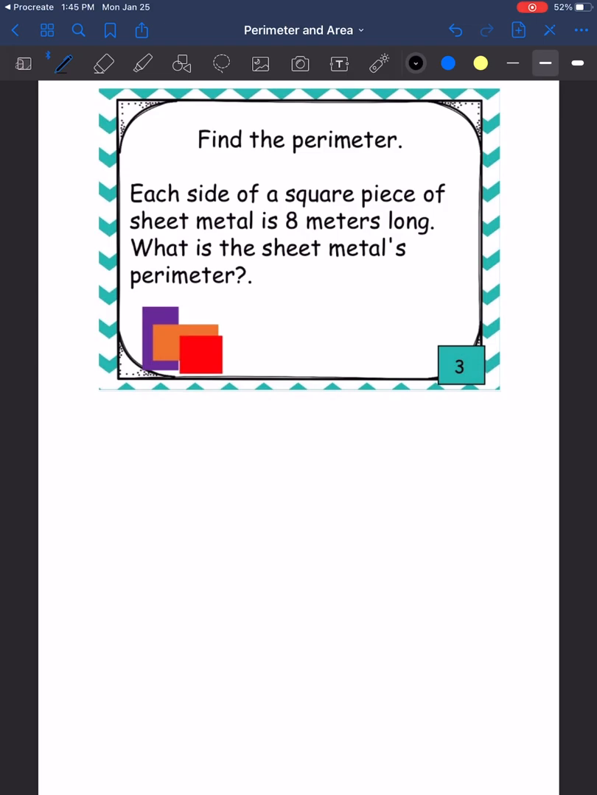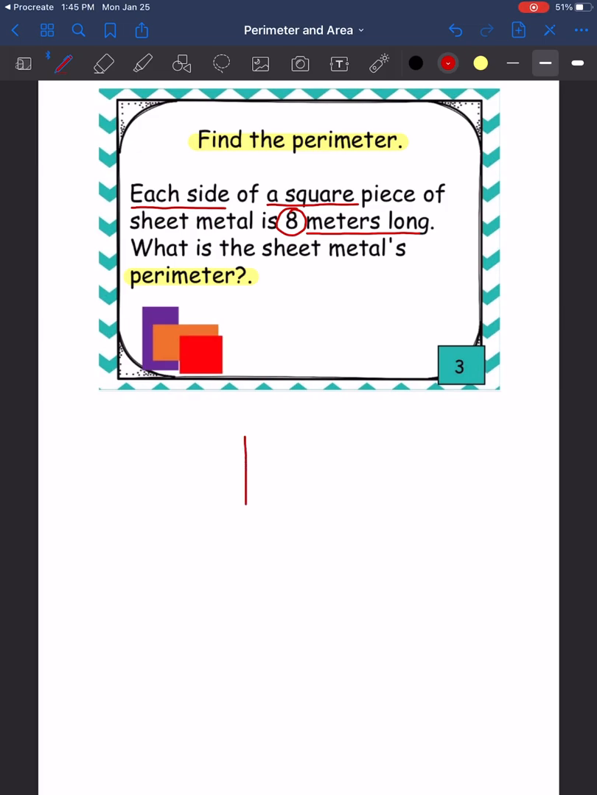So this first practice question says to find the perimeter. Each side of a square piece of sheet metal is 8 meters long. What is the sheet metal's perimeter? I like to highlight and underline and circle any of the key words, which of course is find the perimeter, because that's what is going to help me know what I am going to work on for this question. I also want to point out the each side and how it's identifying that we are using a square piece, and that each side of the square piece is 8 meters long.